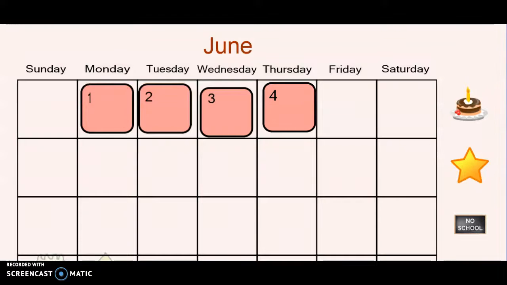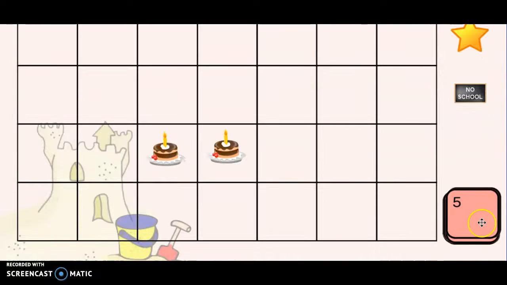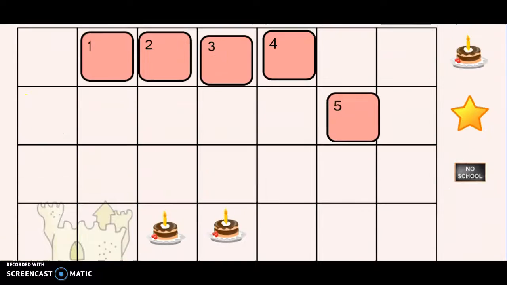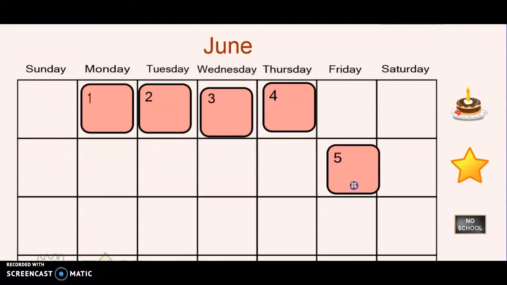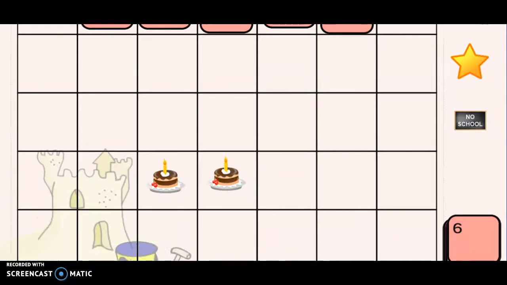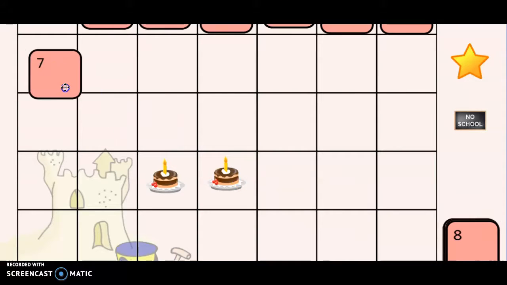Now, I did give it away. It is Friday, but it's the fifth day of June. Did you know that? Did you know it was the fifth day? Well, if this is the fifth day, what is tomorrow going to be? Six. That's right, the sixth day. And how about Sunday? What's Sunday going to be right here? Seven. That's right, the seventh day.